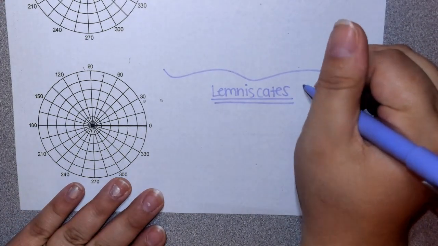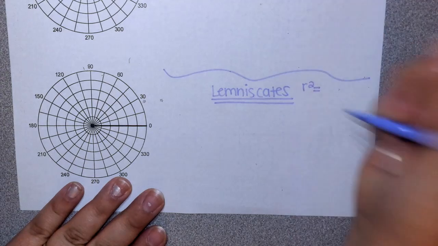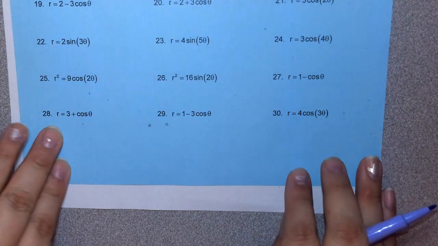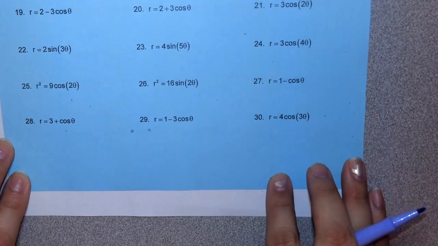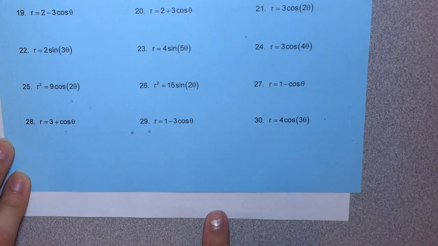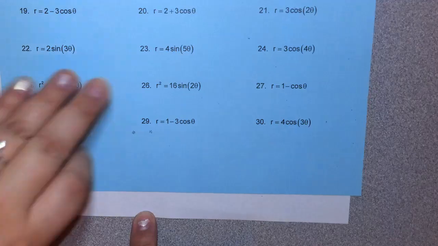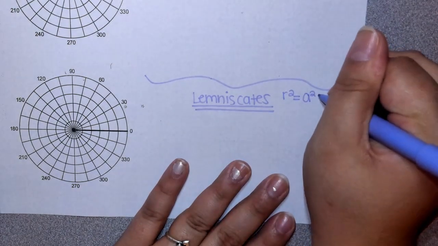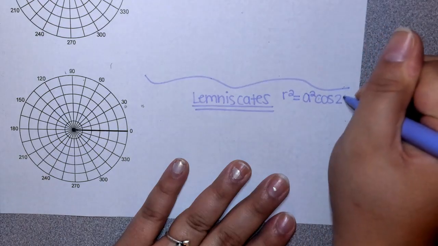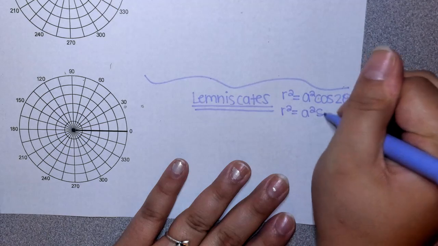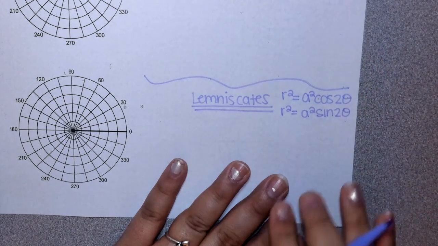Okay? Lemniscates, I think, are the easiest ones, actually. Because what do their equations have? R squared. So, if you look at your homework right away, can you find all the lemniscates just by looking at it? Yeah, lemniscates are super easy to identify because they have r squared. So you are either going to have r squared equals a squared cosine of 2 theta, or r squared equals a squared sine of 2 theta.